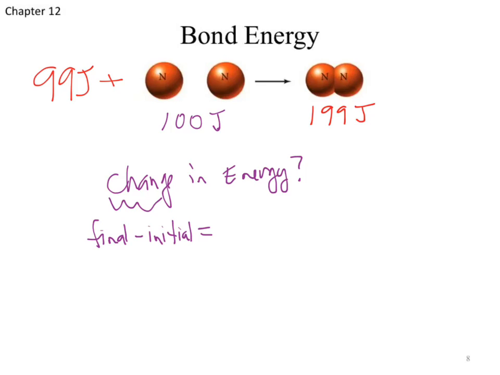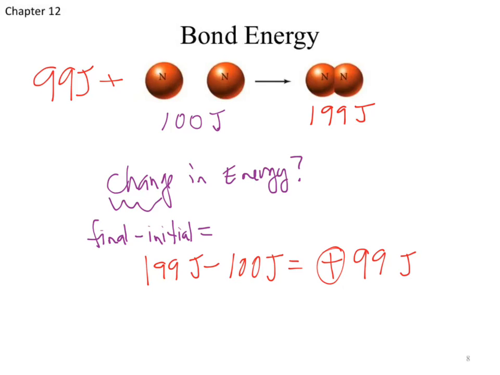Let's look at just the atoms now. Just the atoms. So for our molecule, our final energy was what? 199 joules. What was the energy of our atoms? What's the sign? Plus 99 joules. What does the plus mean? That energy had to have been a reactant. What did we start with? Our initial assumption was the energy was a reactant. The plus sign means our energy is a reactant. The minus sign means the energy is a product.